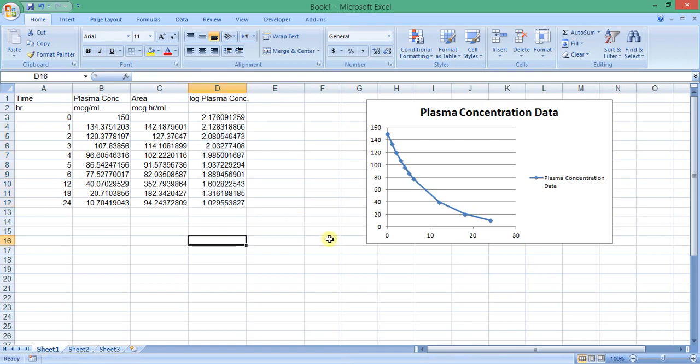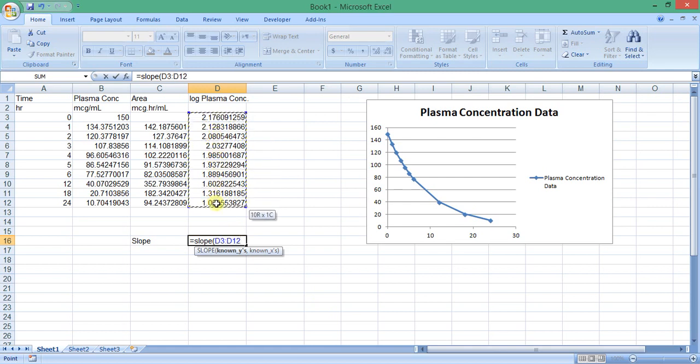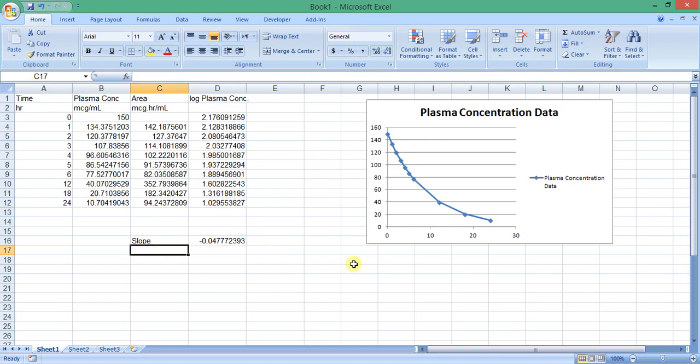Now we will calculate the slope of the log plasma concentration versus time line. We insert the equation slope, open a bracket, select y values, log plasma concentration values, select x values, time values. This is the slope. The elimination rate constant equals slope multiplied by minus 2.303, and the unit of the elimination rate constant is the unit of time to the power minus 1.